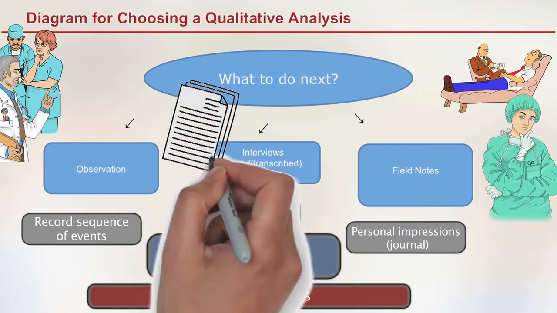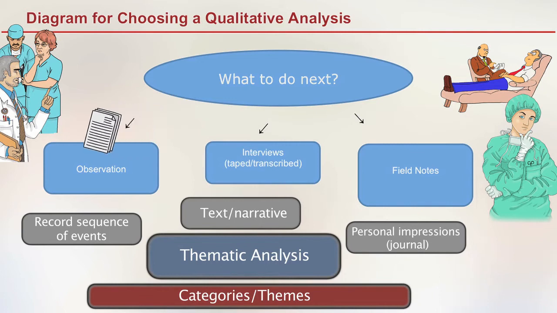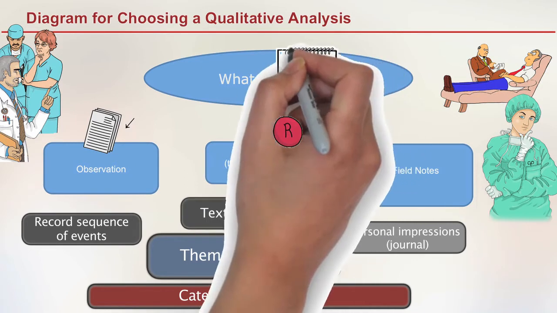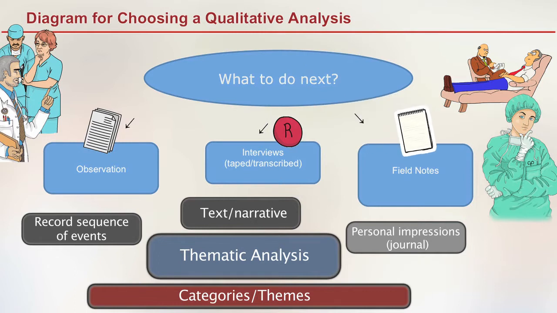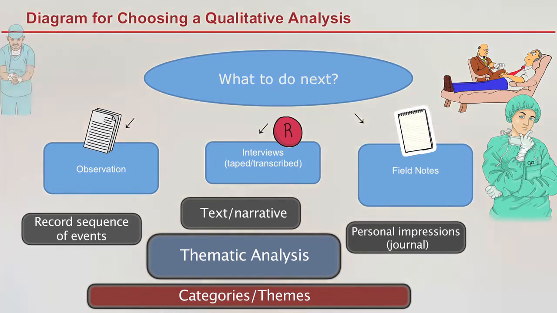An option for analyzing observations is to record a given sequence of events. An option for analyzing transcribed interviews is to develop an underlying text or narrative. An option for analyzing field notes is to record your personal impressions, for example in a journal. Such options will often be based on a broader analysis of categories or themes within your data.